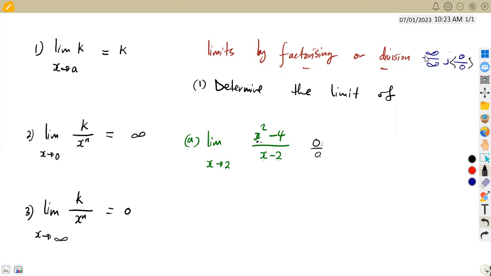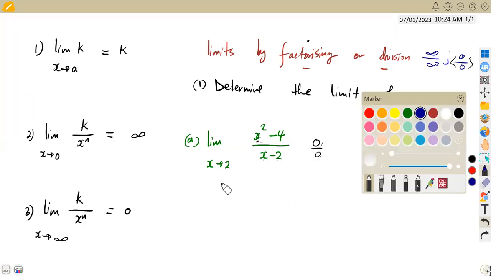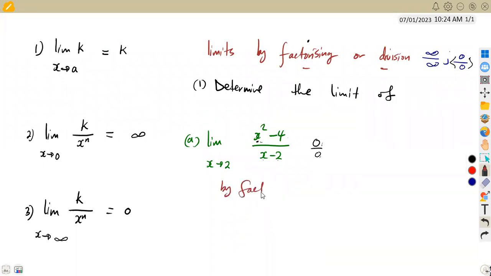So if you were using L'Hospital's rule, you are going to find the derivatives of the numerator and the denominator, but we do not have that in our syllabus. So the thing that you're supposed to think is to factorize or to divide by the highest exponent that we have in the expression that we are given. So here we can see that we can factorize the numerator. So let us try to factorize our numerator.